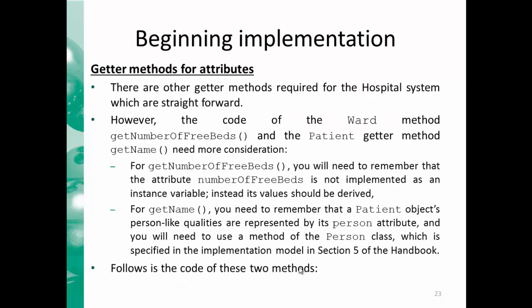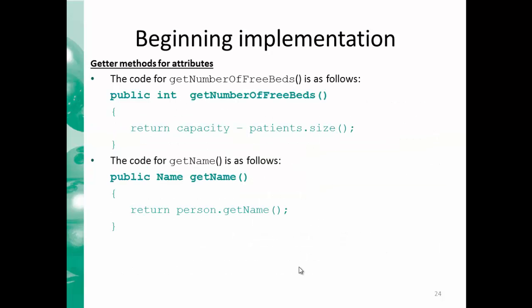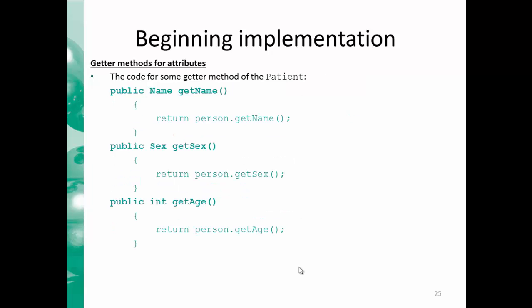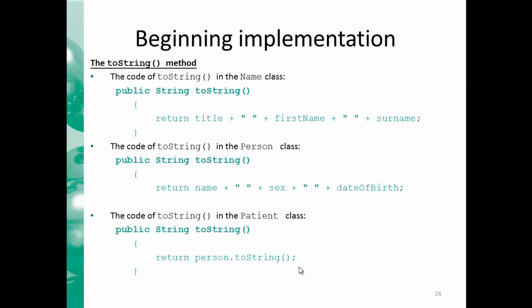The same goes for other getter methods in the classes of the hospital system. They work the same way, returning some values of the attributes within the object. More getter methods in the hospital system are shown in this slide and also in these slides.